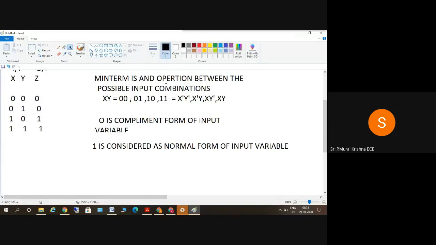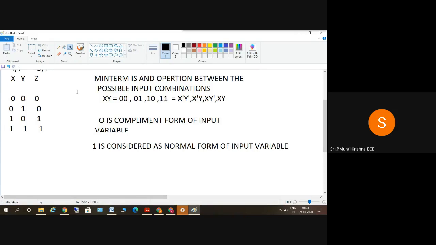So a minterm is nothing but the AND operation between the possible input combinations. What are the possible input combinations? We have to perform the AND operation between them. This is called a minterm.